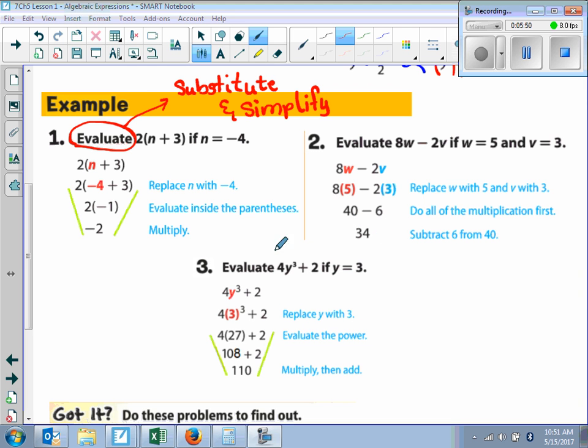And then finally, with example 3, we're going to simplify 4y cubed plus 2 if y is equal to 3. Now remember, the y cubed means y times y times y, right? So we're going to substitute 3 in for y, so that's going to be 3 times 3 times 3. So 3 times 3 times 3 is 27. So now we have 4 times 27 plus 2. Order of operations says we're going to multiply first. So we have 108 plus 2, that gives us 110. And then once again, if you're showing your work correctly, you will see your inverted triangle.